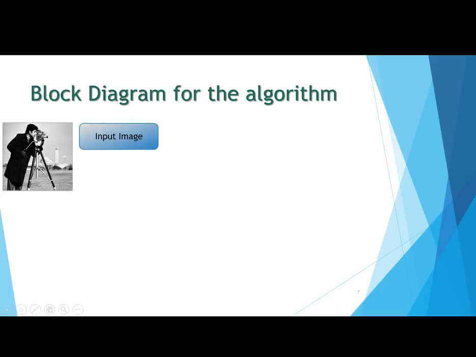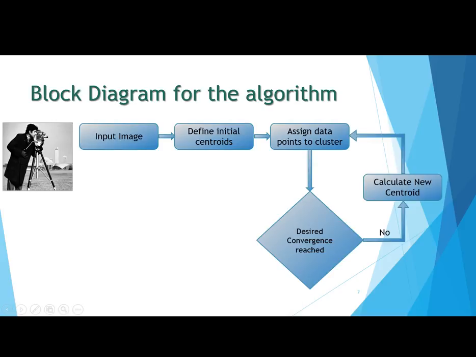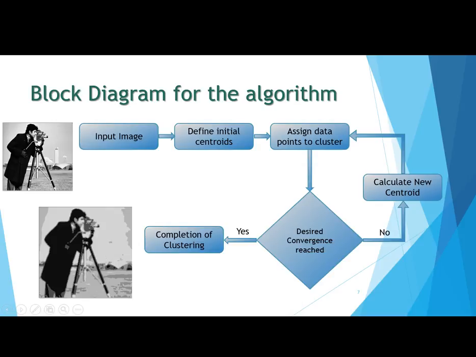So in the block diagram for the algorithm, we initially have an input image, and then we define initial centroids for this image, and then we assign data points to each of the clusters. For example, if we have k clusters, we move the data points to each of the clusters based on how far they are from the centroid, and then we see if the desired convergence is reached. If no, we calculate the new centroid and assign the data points to the cluster. If yes, that's the completion of clustering, and we finally have a segmented image as shown here.